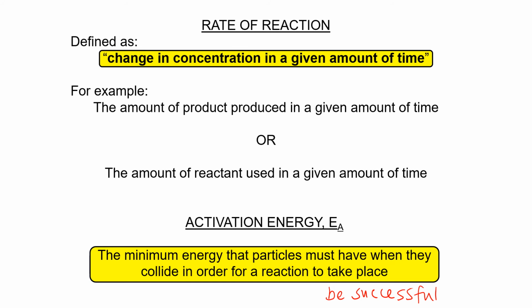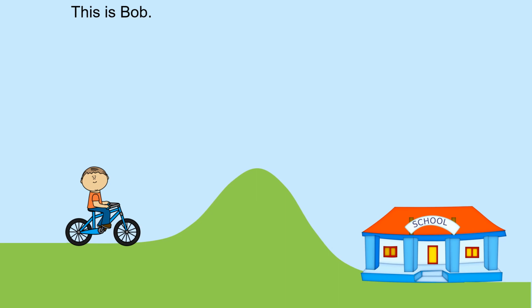Now we're going to move on to have a look at activation energy in a bit more detail. We're going to have a look at a graph. Slightly silly little model we're going to look at, but hopefully it will help you understand. So we've got a little scenario here where we have this chap called Bob. This is Bob. Now Bob's on his bike and he lives a little bit away from his school, and he lives over a hill from his school.